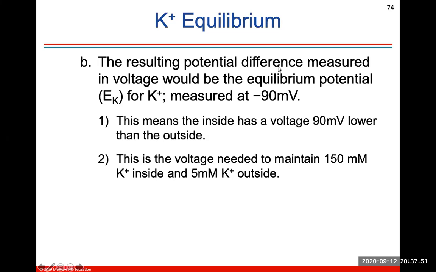All I want you guys to know is that there's normally a charge of about negative millivolts inside the cell, and you should just know that number, and that's called the resting membrane potential. It's about negative 90 to negative 70 millivolts.